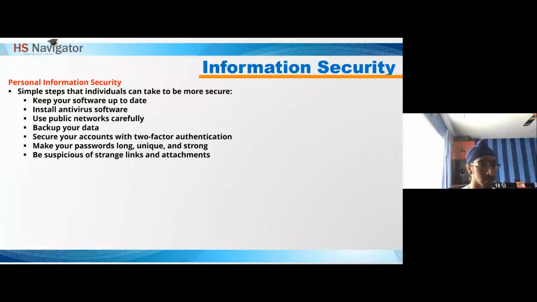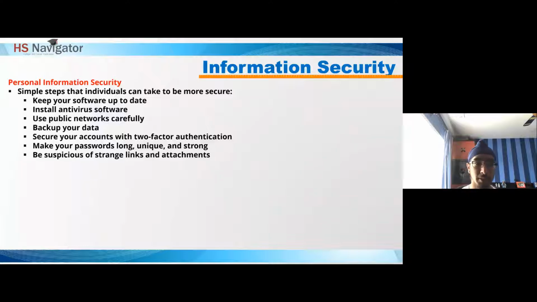Use public networks carefully. If you go to an airport or a cafe or anywhere with free Wi-Fi, hackers can easily track what you're doing on that public network. So make sure you have a VPN, or just try not to use public networks as much as you can.